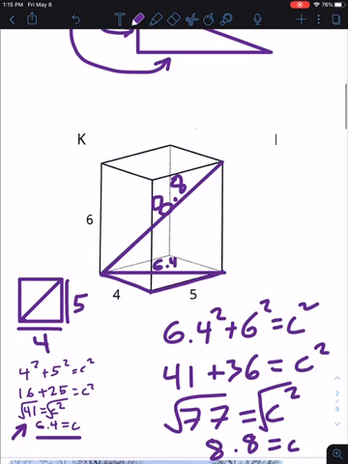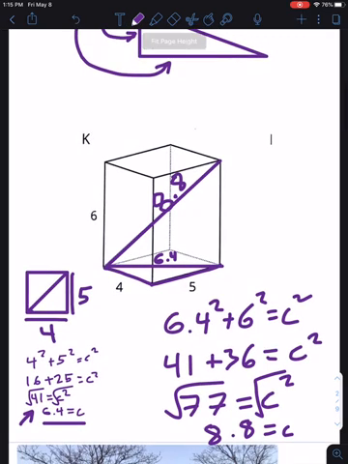So that's one application in which we have to use the Pythagorean theorem twice. Say you were making some designer crate and you wanted a shelf to go in at an angle, you could figure that out. All right, so that's how that's done.